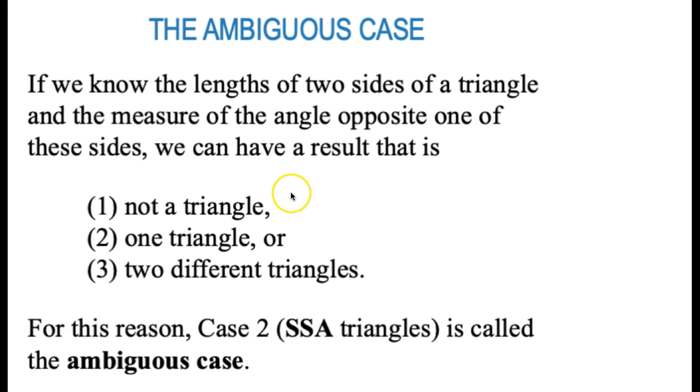We could actually end up with no triangles, we could end up with one triangle, or we could end up with two different triangles. For this reason, this case where we know two sides and an angle not in between those two sides is known as the ambiguous case. So let's go through those possibilities. I'll give you a demonstration, I'll give you a chart at the end to show you all the different possibilities, and then we'll run through some full examples.